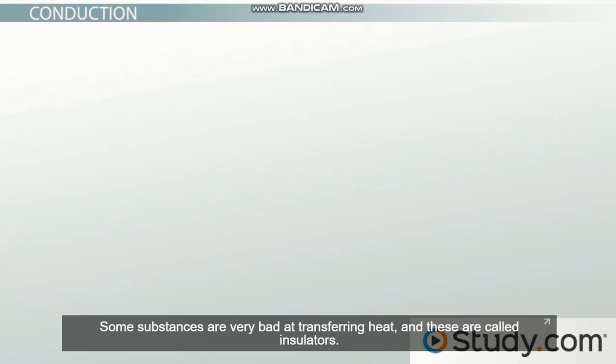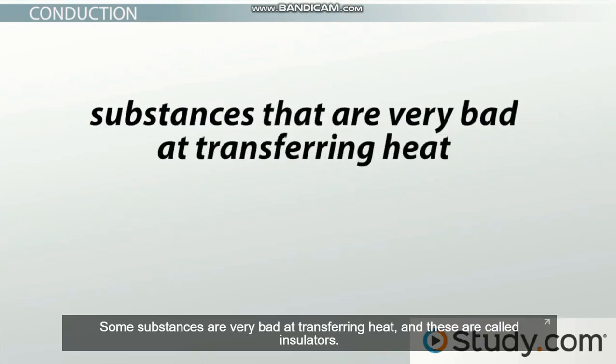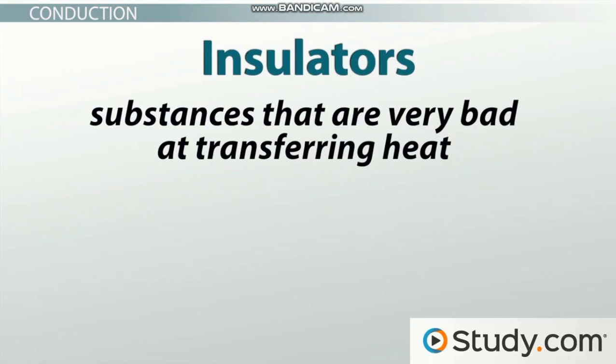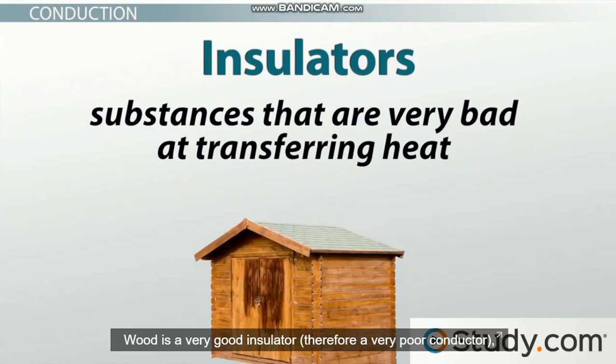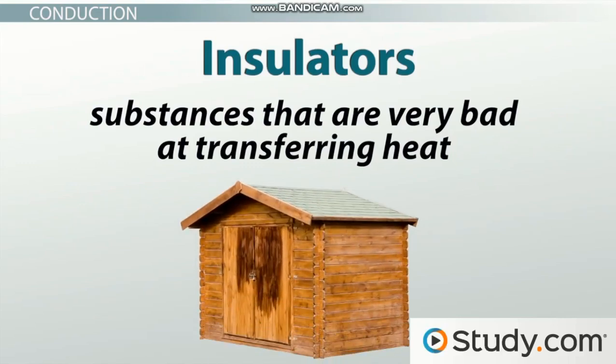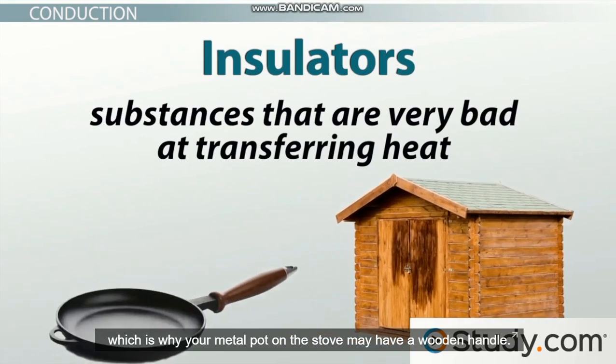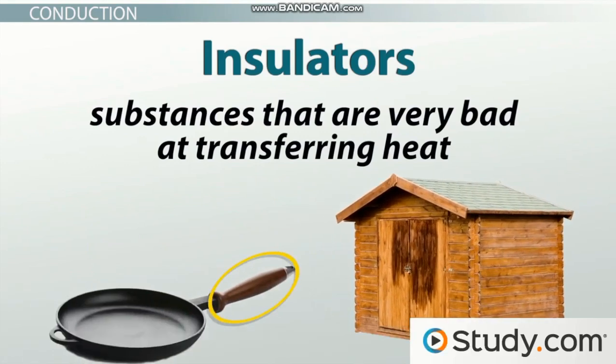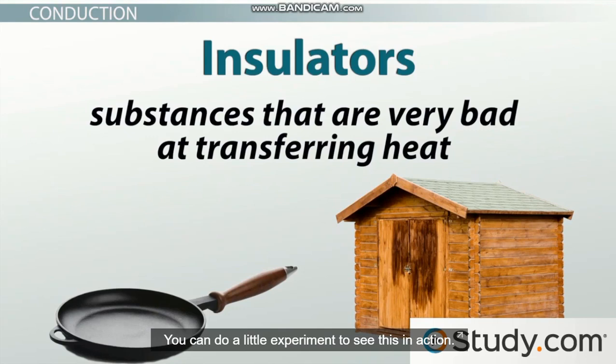Some substances are very bad at transferring heat, and these are called insulators. Wood is a very good insulator, therefore a very poor conductor, which is why your metal pot on the stove may have a wooden handle. You can do a little experiment to see this in action.